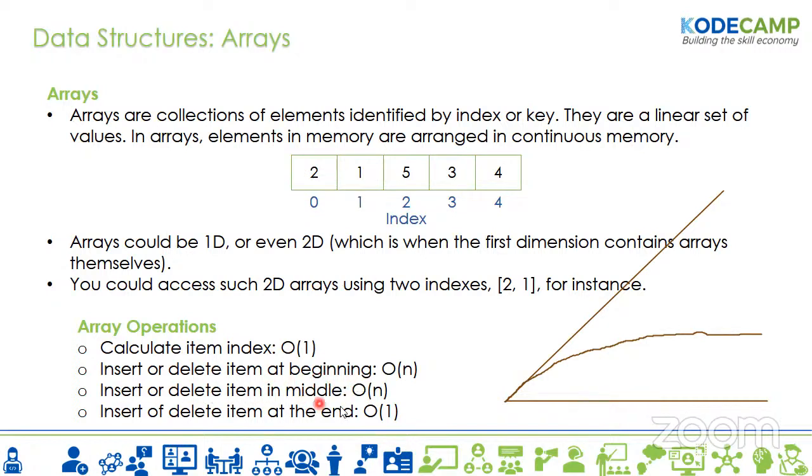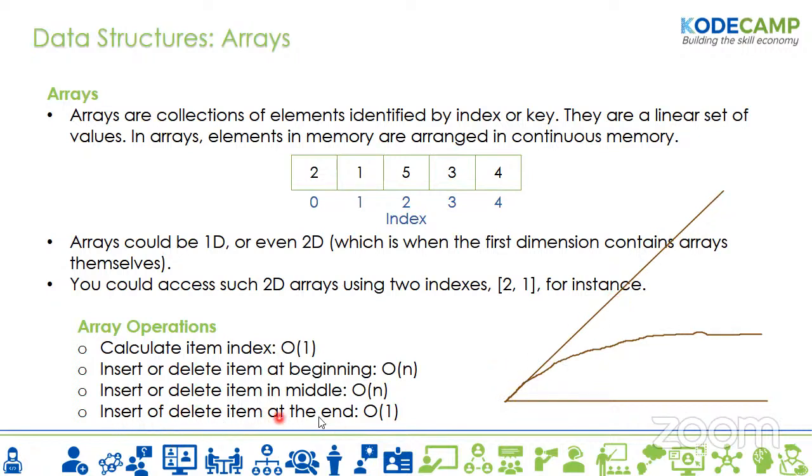Also, inserting or deleting in the middle. In deleting, if you were to delete this, this one has to shift its position from one index to here. So this is a reassignment of what value is in that position or index. So that is why we say it's a linear time operation.